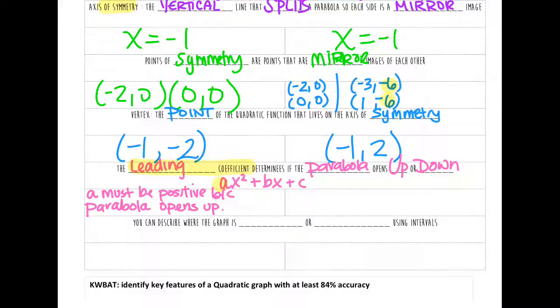What I notice about the second graph is that it opens down. So since it opens down, I know that a must be negative.